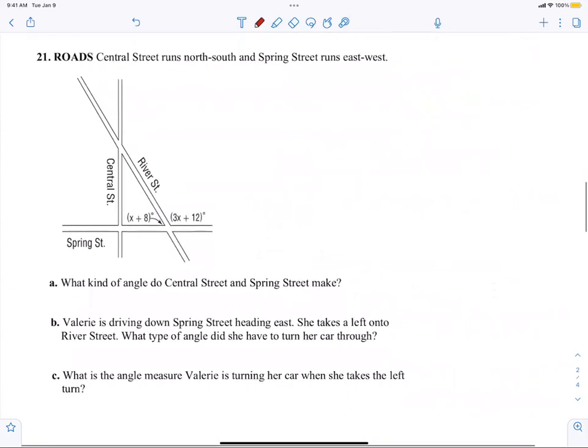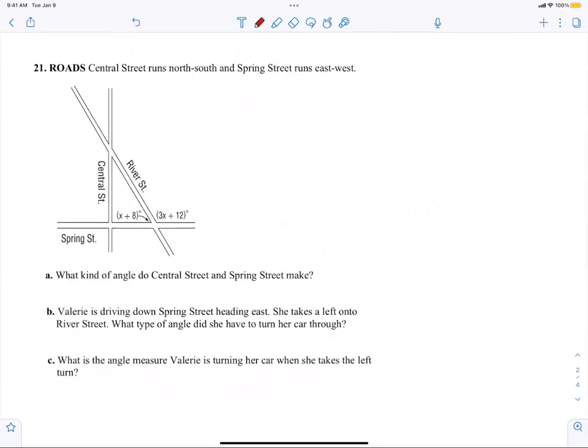All right, here we go. Okay, so here's a map. What kind of angle do Central Street and Spring Street make? Does everybody agree with that? Central and Spring, this is a 90-degree angle.